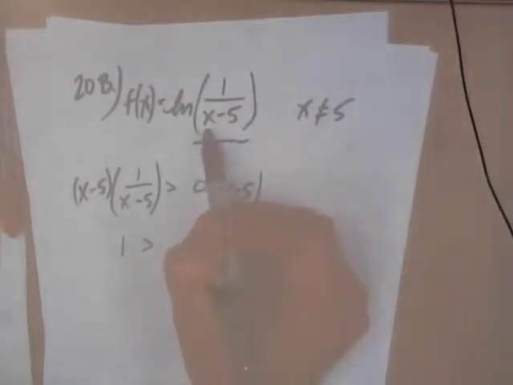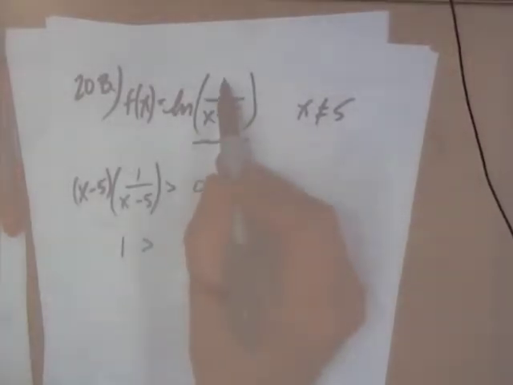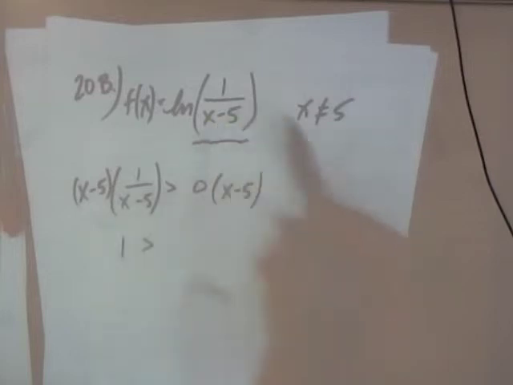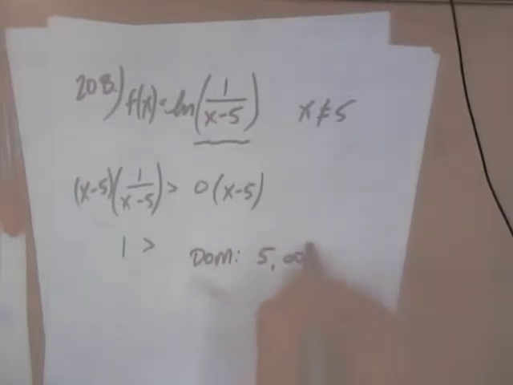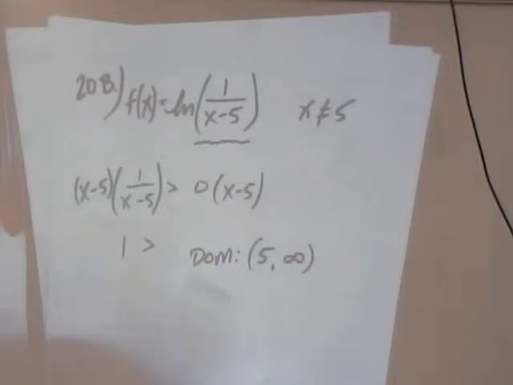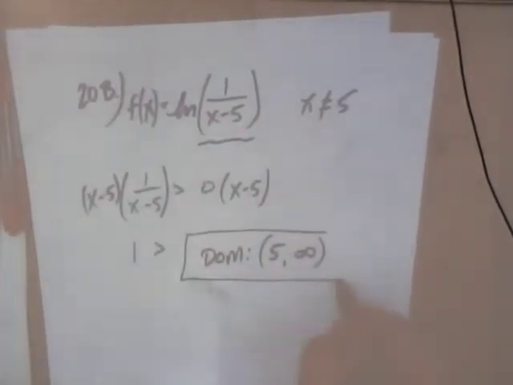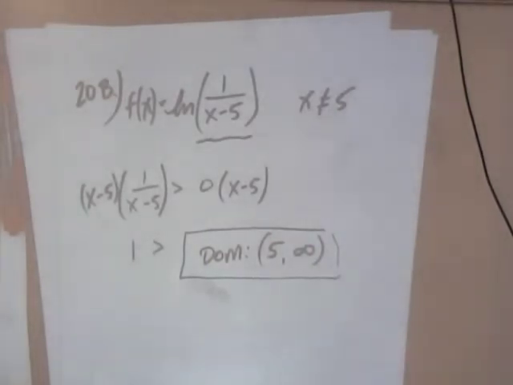Yeah. If x was say 4, we get a negative number. We can't have that. So it has to be greater than 5. So greater than 5, not including 5, right? Yeah. Okay. That'll give us all positive numbers. Any questions on B?